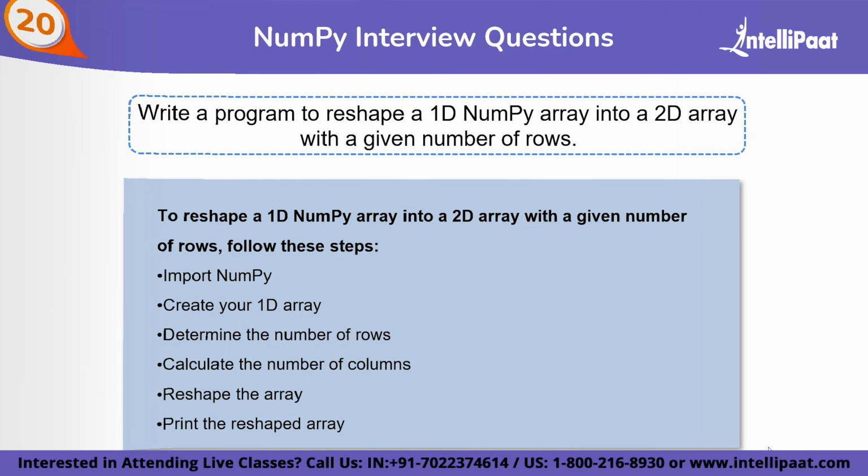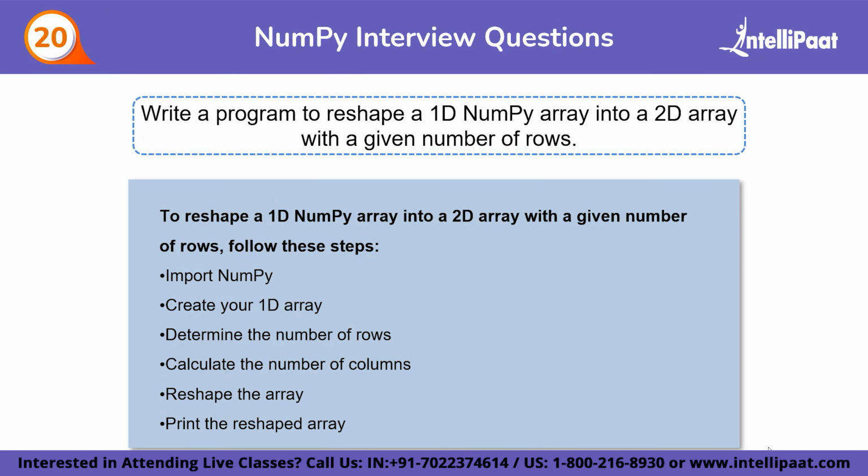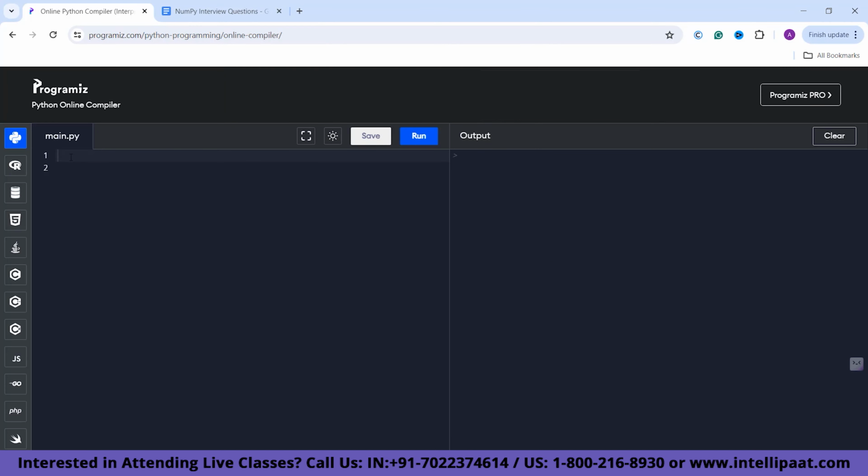So yeah, moving on to our last question, which is write a program to reshape a 1D NumPy array into a 2D NumPy array with a given number of rows. Okay, so to reshape a 1D NumPy array into a 2D array with a given number of rows, you have to follow certain steps, which are import NumPy, create your 1D array, determine the number of rows, and calculate the number of columns. Then we have to reshape the array, and in the end we have to print the reshaped array. Okay, so let's start our code.